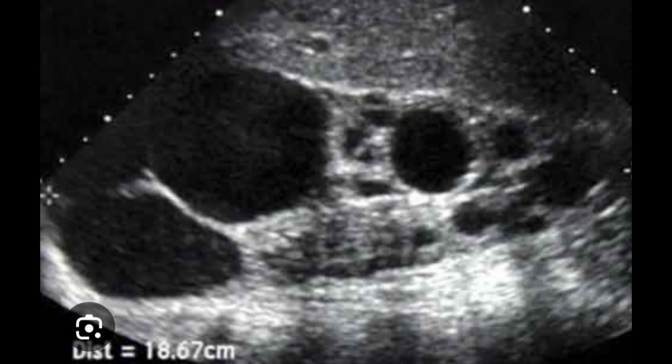Another example of multiple simple renal cysts, and you can appreciate that the sizes are different. In this kidney you can see the smaller sizes, and you can also see the larger sizes. So this is what simple serous renal cysts look like, and this could be multiple renal cysts as well, or multiple cystic kidney disease. In this disease there will also be serous cysts, but they would be multiple.